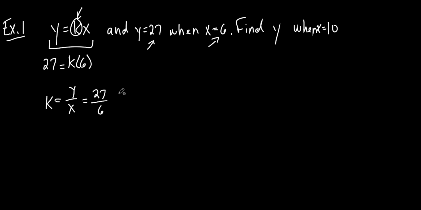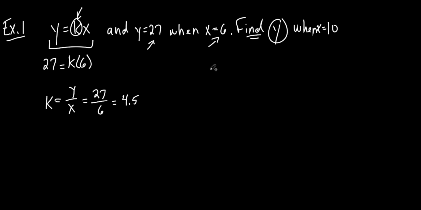So that is 4.5. Okay, you can keep it 27 over 6 if you wanted to, but it's 4.5. That's what k is. Is that my answer? No, because they want you to find what? They want you to find y when x is equal to 10, not when x is equal to 6. So now I know what the k is. I know my constant. So now I can solve for y.